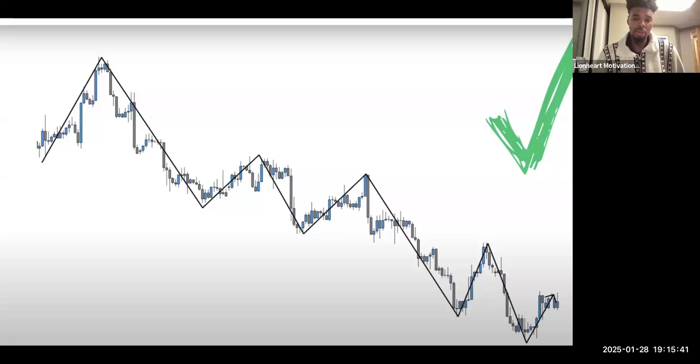Are there any questions before I get a little bit deeper into market structure? So we have uptrend, downtrend, and consolidation. Those are the main three phases of market structure you want to remember. Let me finish pulling up my notes. All right.